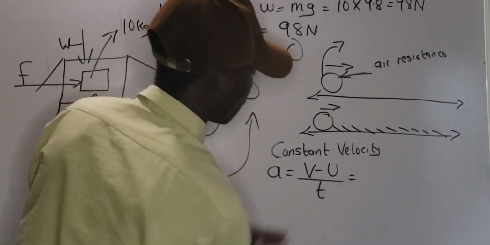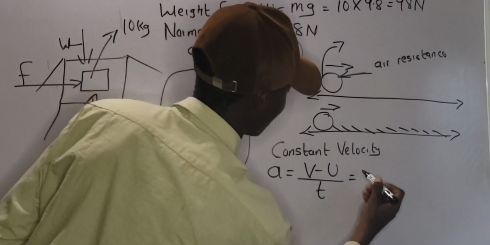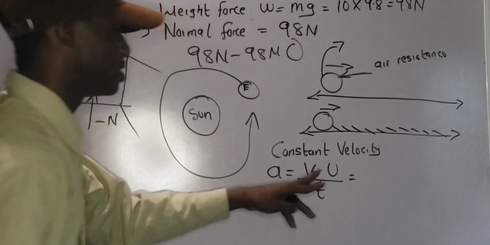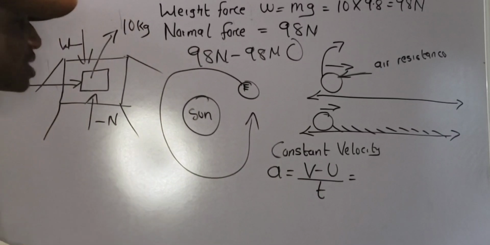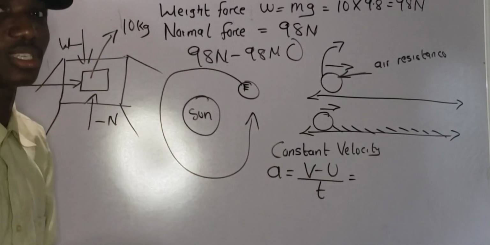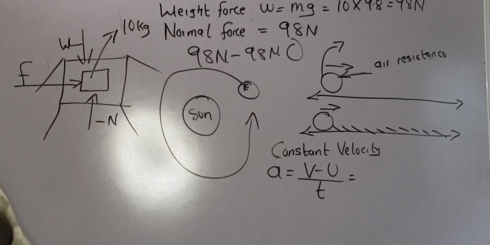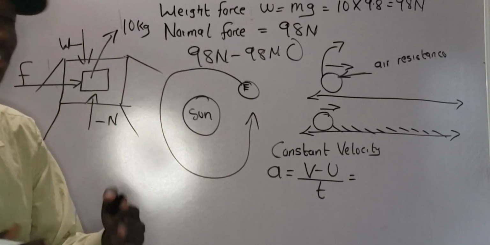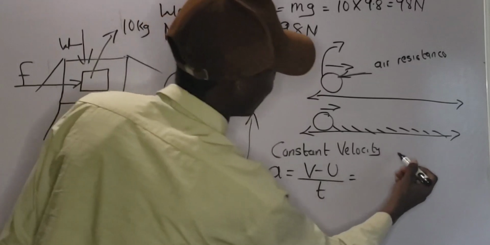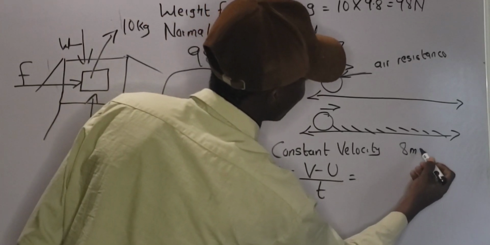Now, for this, I'm going to have v minus u. The v here is what? The final velocity, and u is the initial velocity. Since the object is moving at a constant velocity, the initial velocity and the final velocity will be the same. Do you understand? And if they are the same, let's say the object is moving at a velocity of maybe 8 meters per second.